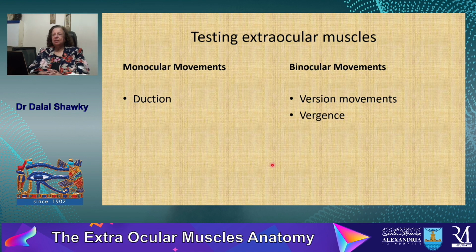So to test the extraocular muscles, we are testing either the monocular movement, that is movement of one eye alone by covering the other eye, or we can test the binocular movement, which are the movement of both eyes together, either in the same direction called the version movement, or the vergence movement of the two eyes in opposite directions as the convergence or the divergence.